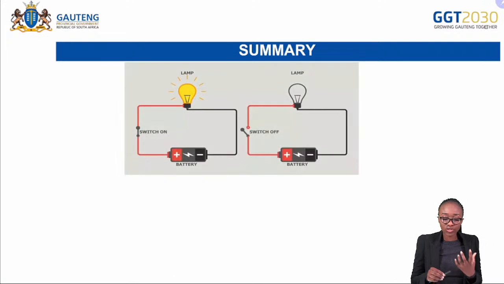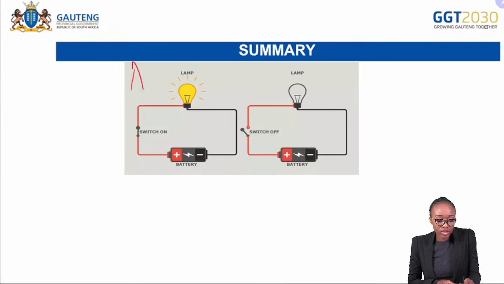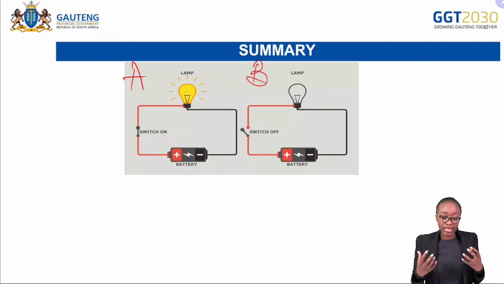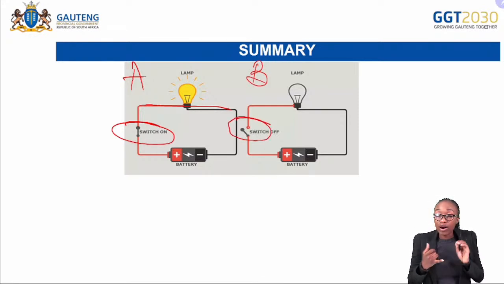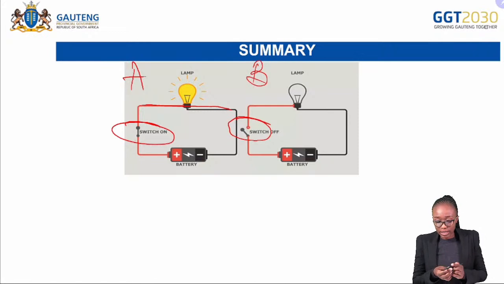I've got diagrams to represent our circuit. I'm going to call this diagram A, and I'm going to call this one diagram B. Diagram A has the lamp that is glowing. It's glowing, it's shining, it's bright. Why? Because the circuit is complete. There are no gaps here, and our switch is on, so it is closed, and our circuit is complete. Then diagram B, the light is not glowing. There's a gap over here, which means our switch is off and our circuit is incomplete.